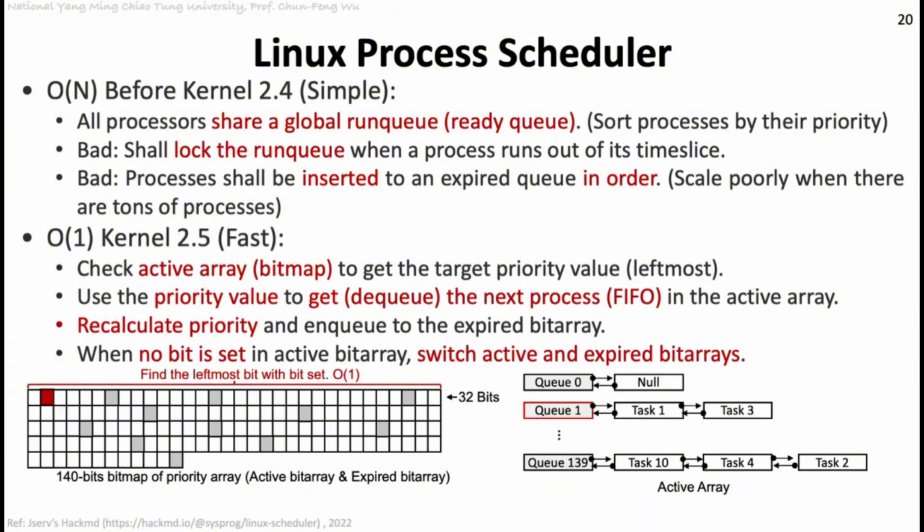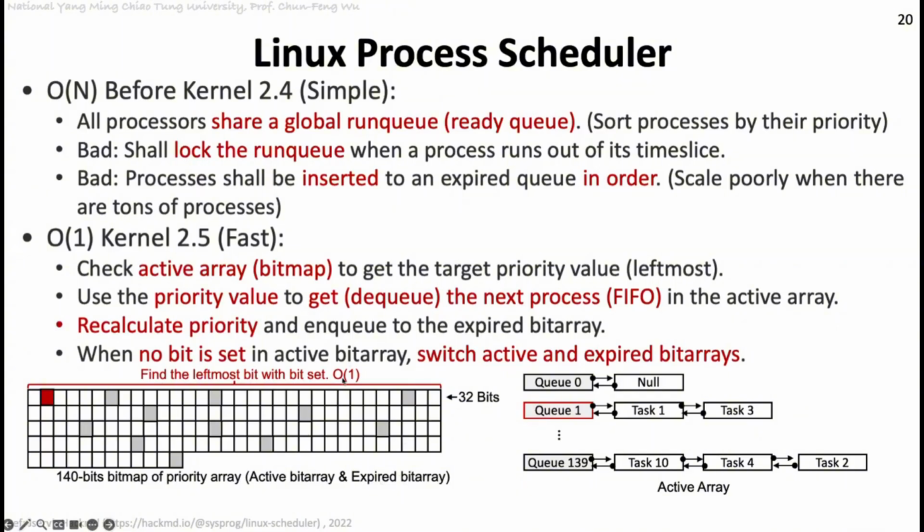So they need to be put in another place. The other place will be the same structure, a duplicate, but its name will be the expired bit array. And because we have the expired bit array, it means we also have the expired array for this one.